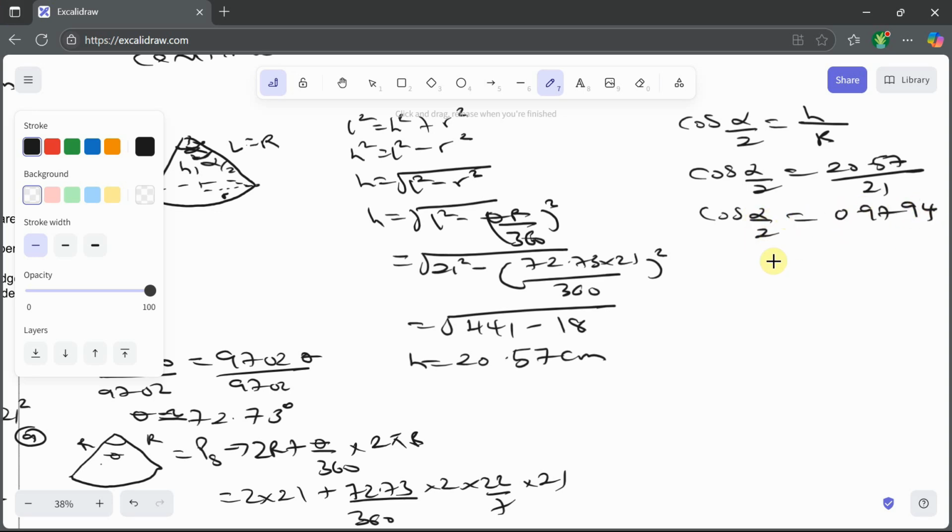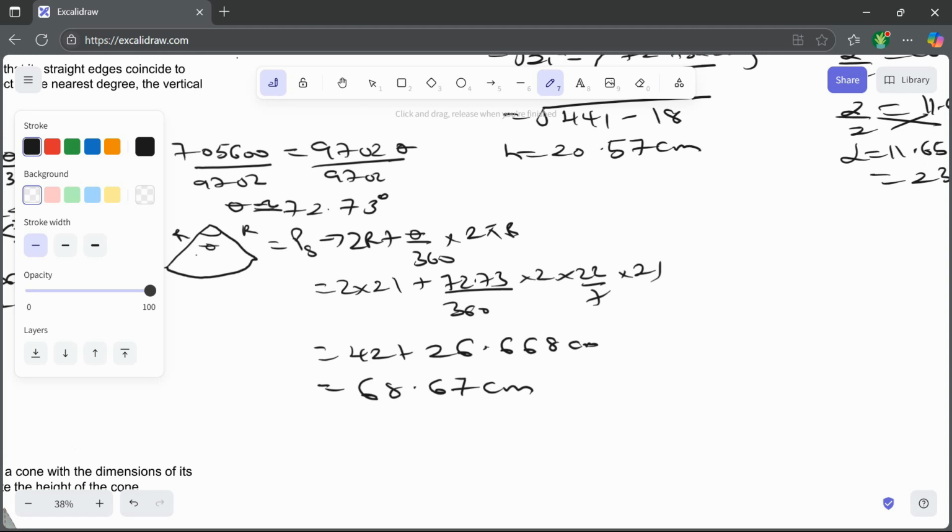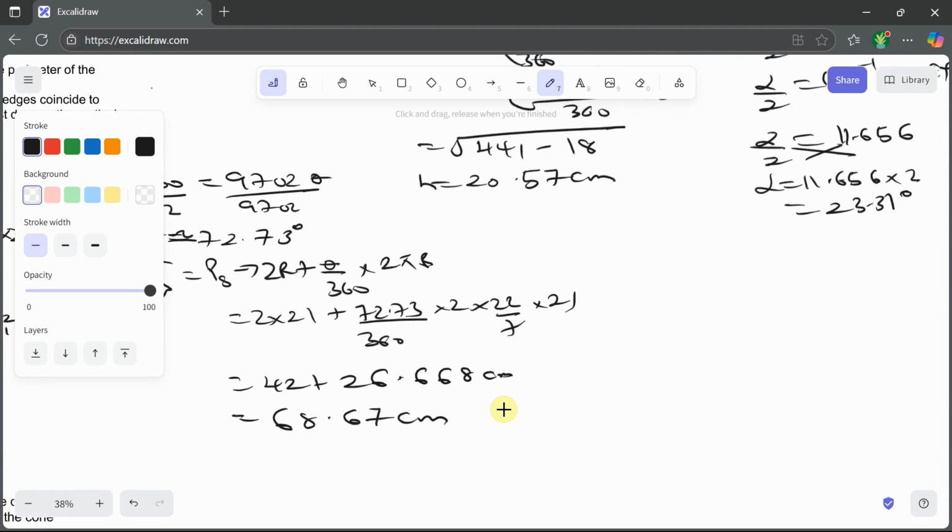So divided by 21, this would be cos alpha over 2 is equal to 0.9794, right? If I take the cos inverse, alpha over 2 is equal to cos inverse of 0.9794. So alpha over 2 is 11.656 basically. If I cross multiply, my alpha will be equal to 11.656 multiplied by 2, and this will be 23.31 degrees. So our alpha, which is the vertical angle, is 23.31 degrees, and then our perimeter of sector is 68.67 centimeter. Let's see if our answers are correct.